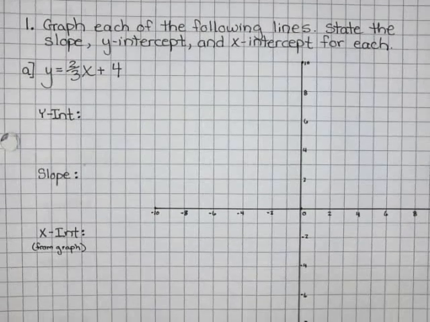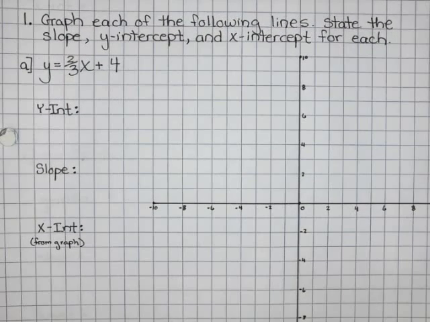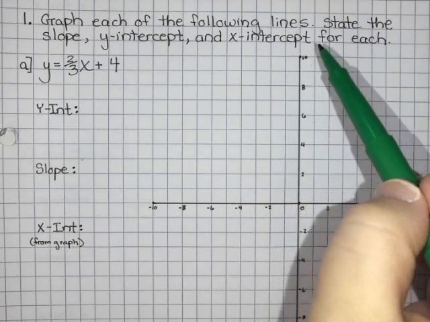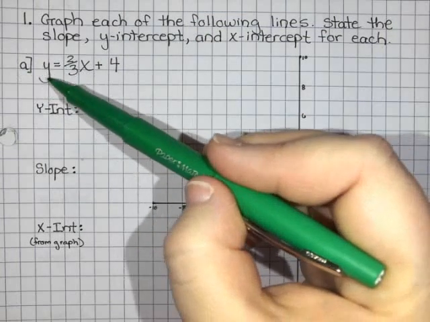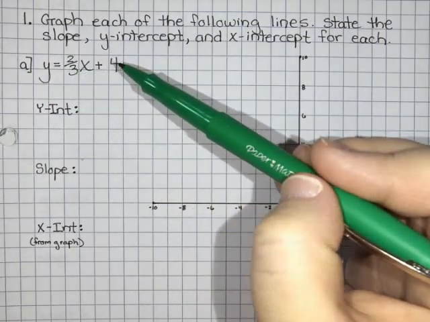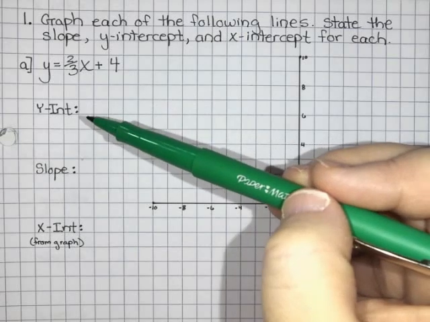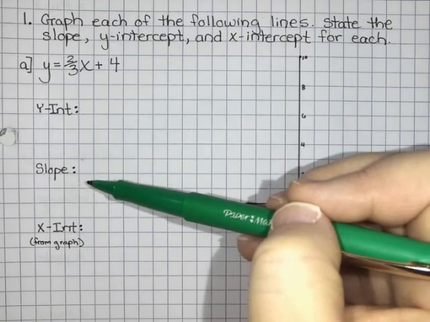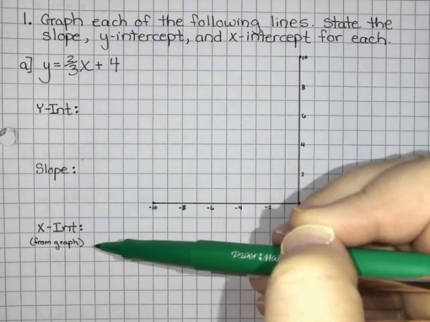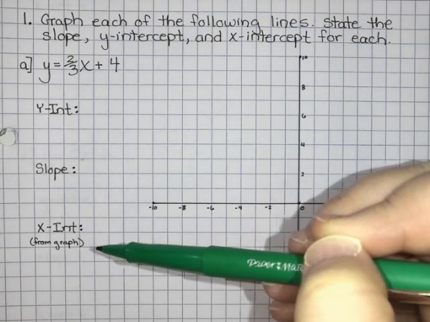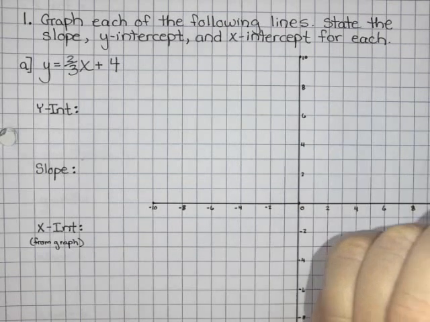it ourselves. So our question here says graph each of the following lines, state the slope, y-intercept, and x-intercept for each. Now we have not talked about x-intercept yet. That's going to be something new that we do today. So our first example says y equals 2/3 x plus 4. And you'll notice it has a place for us to write down the y-intercept, the slope, and then the x-intercept, and it does say underneath that we are going to get that from the graph. So we have to graph it first, and then we should be able to fill that part in.